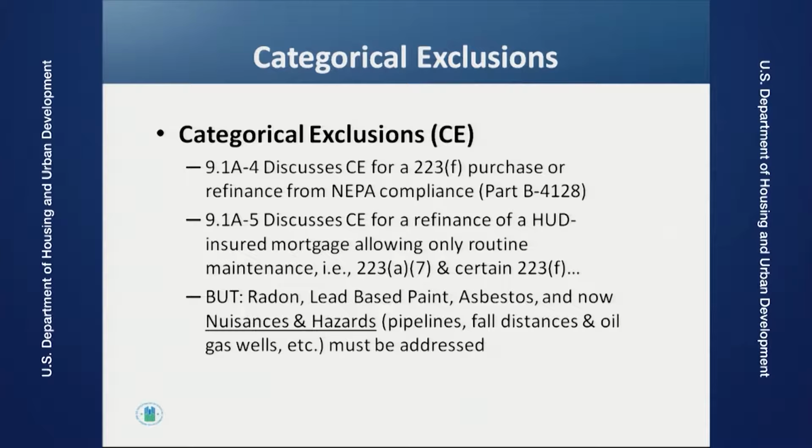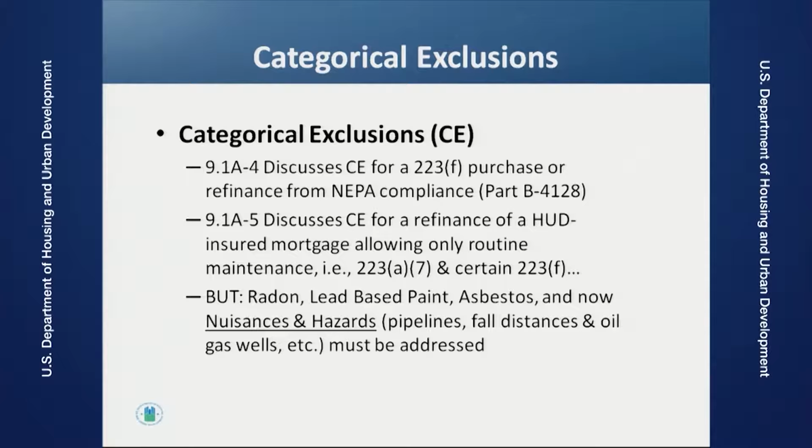Here we talk about categorical exclusions. I don't want to read from the MAP Guide, but 9.1A4 discusses 223F purchase or refinance. And when we reference Part B, that's on the old HUD 4128. 9.1A5 discusses categorical exclusions for refinance of a HUD-insured mortgage, allowing only routine maintenance. Emphasis here on HUD-insured mortgage. It's already in the HUD portfolio.